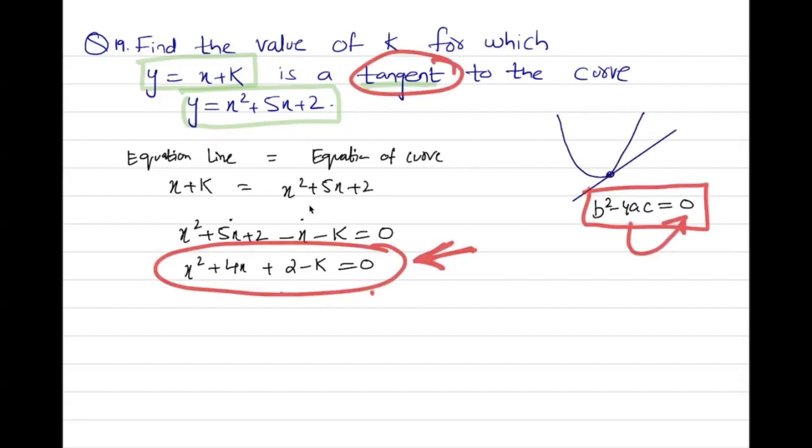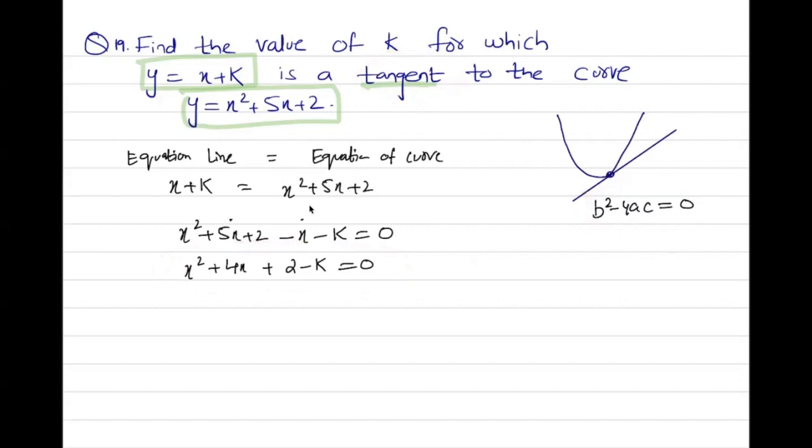So I'll use the concept of discriminant now to find the value of k. I'm going to say that since the line is going to be the tangent to the curve, the discriminant of this equation must be set equal to 0, because the line is tangent to the curve. Okay, now what is the value of b over here?